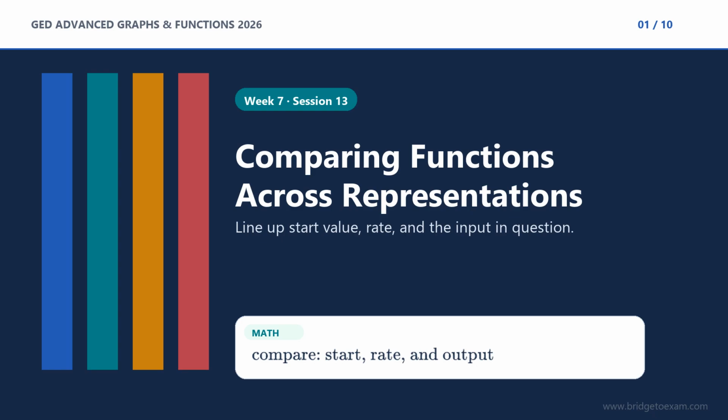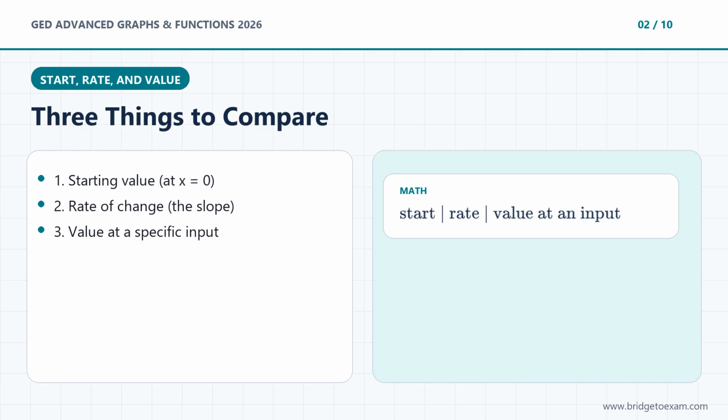Let's take it slowly. Whenever you compare two functions, focus on just three things. First, the starting value, the output when x is 0. Second, the rate of change, how fast each one grows. And third, the value at a specific input the question asks about. These three ideas work no matter what form the function is shown in.